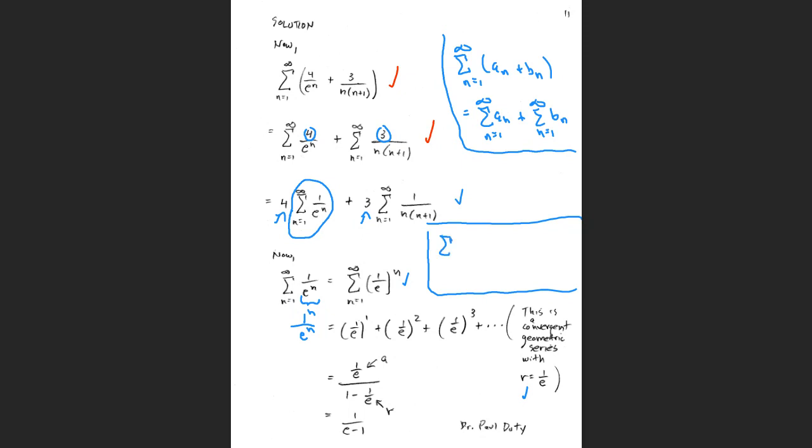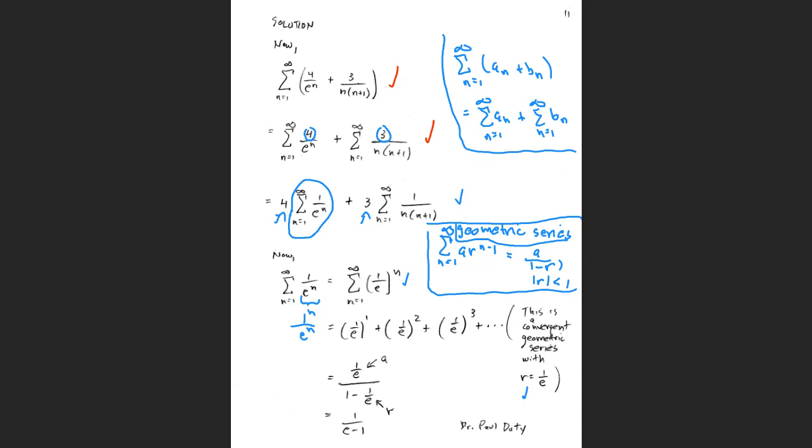Any geometric series can be written this way, and it will have a sum of a divided by 1 minus r, so long as the absolute value of the common ratio is less than 1.